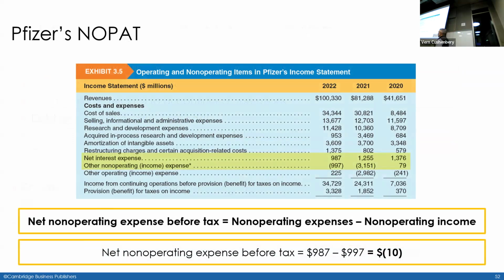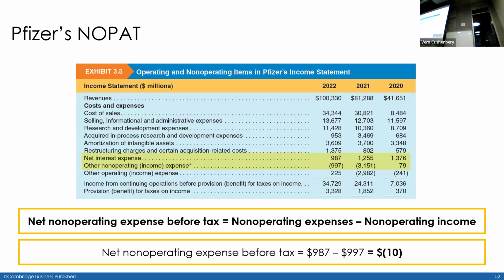Net interest expense for Pfizer in 2022 was 987. And then I'm eating my own words here, because Pfizer actually did have some other non-operating expenses on their income statement. Other non-operating income/expense was 997.